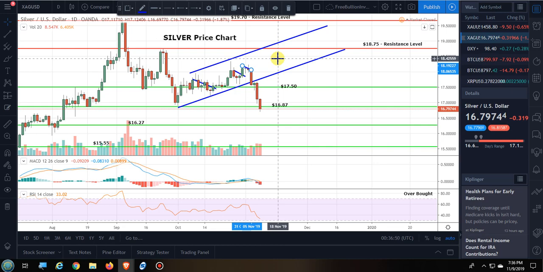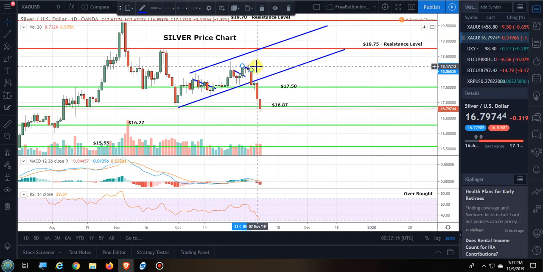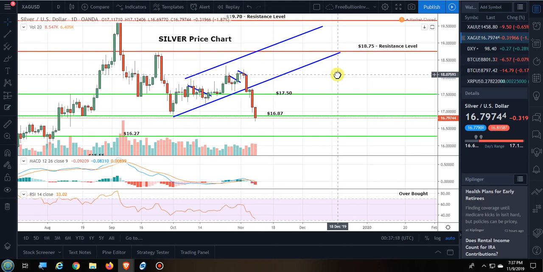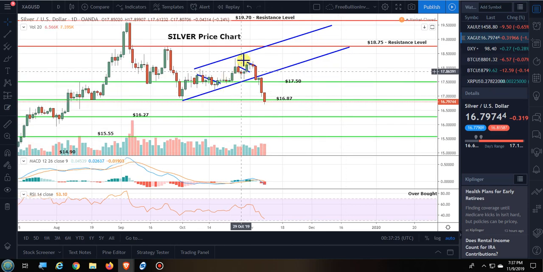Now, the reason behind the fall in price was because we had good news, or possible hopes of good news coming out of the trade deal. That made the market giddy for most of the week. We had new highs in the Dow all last week, at least more than once or twice. And that's a negative for gold and silver. Gold and silver are safe havens, and people sell silver and gold when the market's rising. So that's clearly what happened.